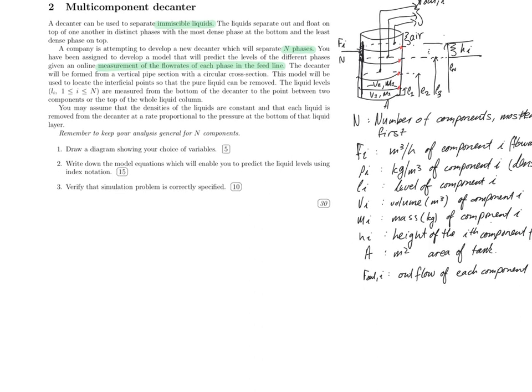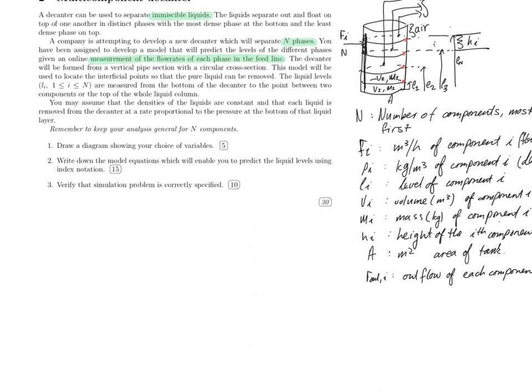Okay, wait, there's a very important thing that they've added here. So you may assume that the densities of liquids are constant and that each liquid is removed from the decanter at a rate proportional to the pressure at the bottom of that liquid layer. Okay, that's a very important given. I'm just going to highlight that for myself. That's removed at a rate proportional to the pressure at the bottom of that liquid layer.